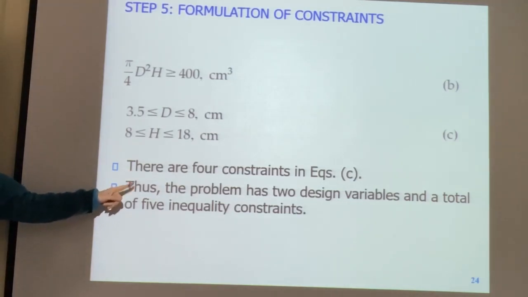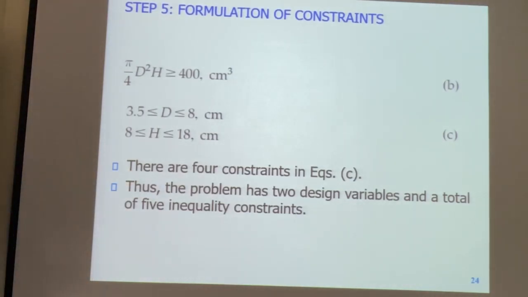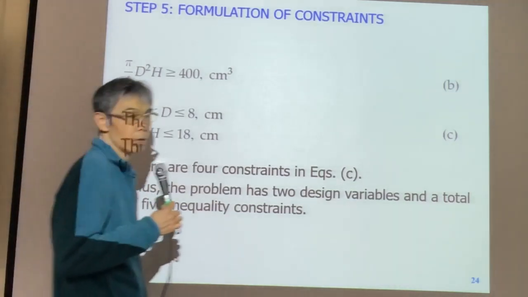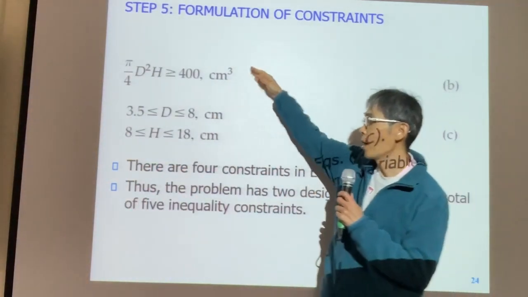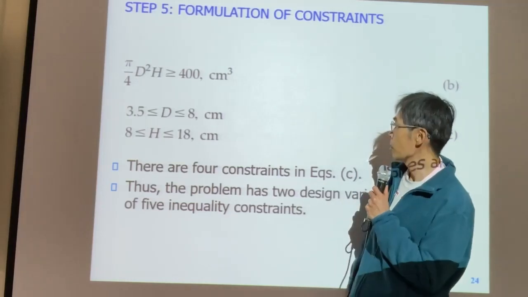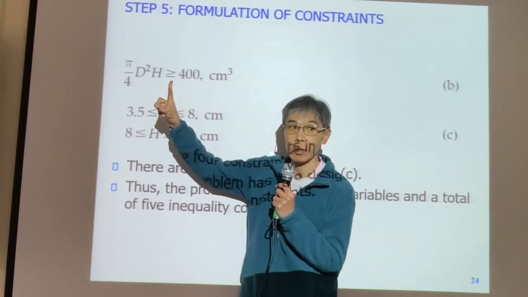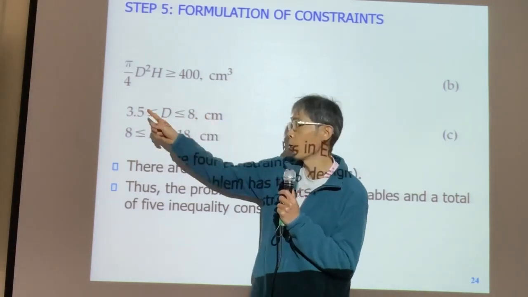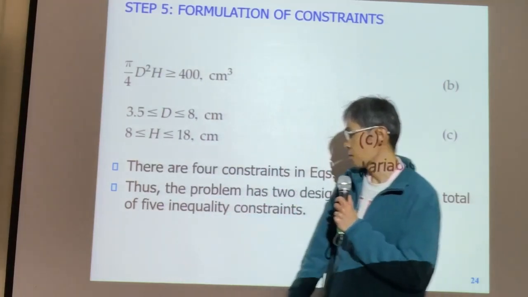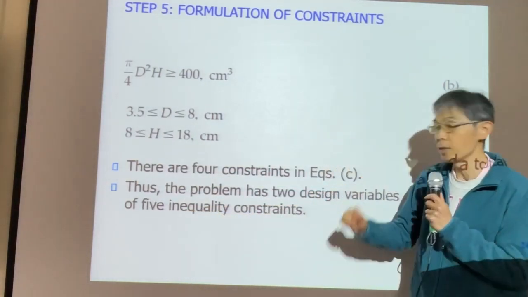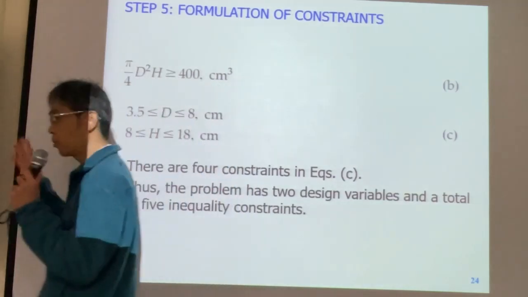Junhong, please read this. There are 4 constraints. Thus, the problem has 2 design variables and a total of 5 inequality constraints. So it is 5. 1, 2, 3. But because this one, d greater than or equal to 3.5, counts as 1, and d less than 8, another one. So 1, 2, 3, 4, 5. So we have 5 inequality constraints. Okay, now we are all set.